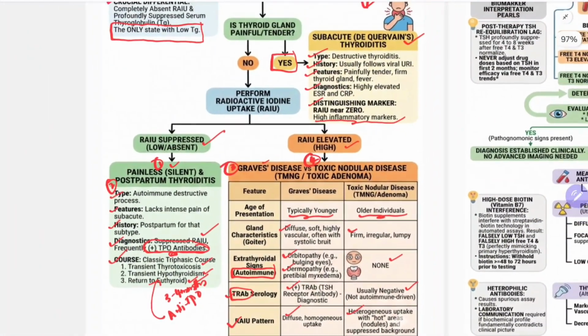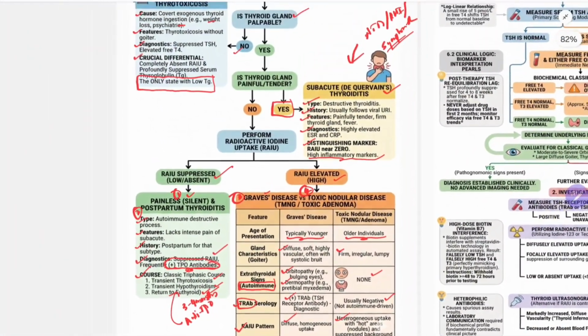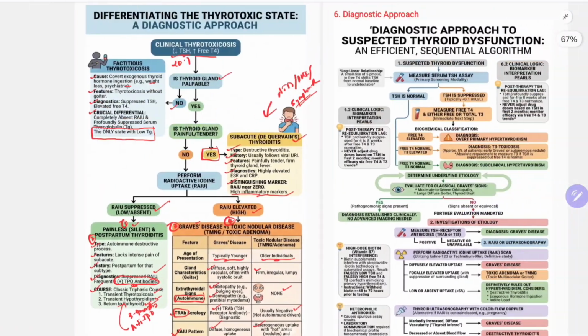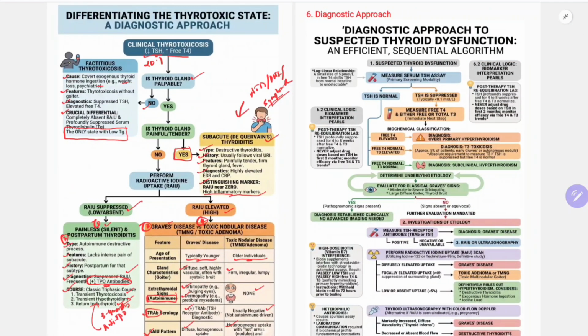So painless thyroid gland enlargement has 4 different causes, and if it is painful, it is likely subacute, de Quervain's, viral thyroiditis. And if the thyroid gland is not enlarged and you are having thyrotoxicosis, then it is mostly factitious thyrotoxicosis. Okay, so first we have differentiated thyrotoxicosis from non-endocrine mimics.